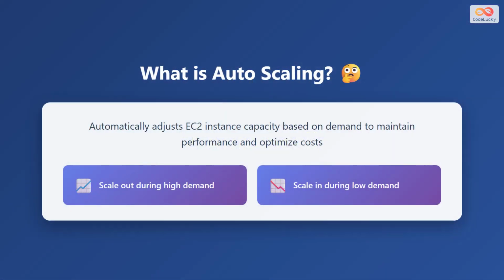EC2 Auto Scaling automatically adjusts your EC2 instance capacity based on demand to maintain performance and optimize costs. When your application experiences high traffic, auto scaling scales out by adding more instances. During periods of low demand, it scales in by removing unnecessary instances, ensuring you only pay for what you actually need.